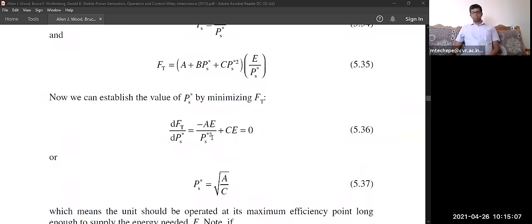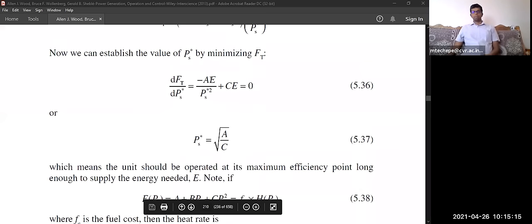From this, Ps star is equal to root of A divided by C, which means that the unit should be operated at its maximum efficiency point long enough to supply the energy needed, that is E. So Ps star is nothing but root of A divided by C.